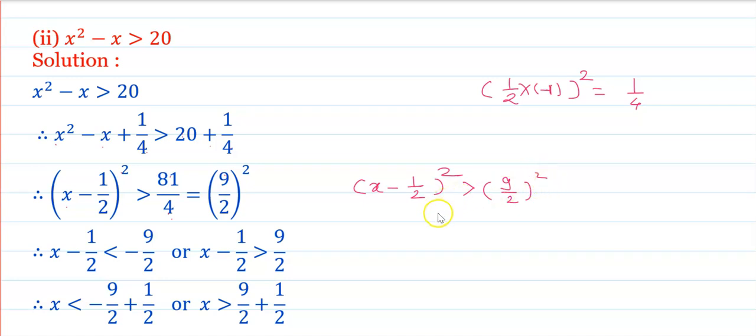If you take the square root, then what you will get? If you take negative, then x minus 1 upon 2 is less than minus 9 by 2, or x minus 1 upon 2, if you take positive, then x minus 1 upon 2 is greater than 9 by 2.